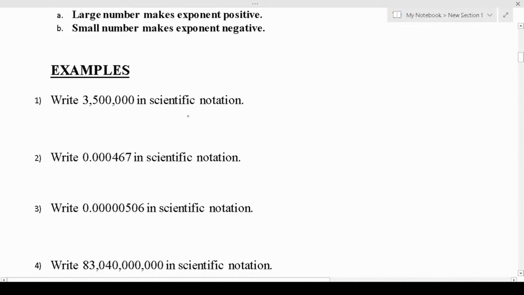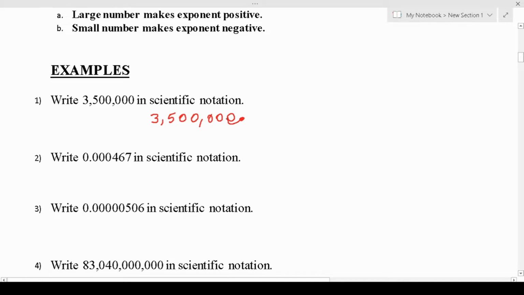So in this case, we have 3,500,000, and we want to express it in scientific notation. The first step, as you may recall, is to locate its decimal. As it turns out, when you don't see the decimal in the number, it's always at the very end of the number. So there's the decimal. Then we want to take that decimal and shift it however many times we need to make this number between 1 and 10. So let's do that.